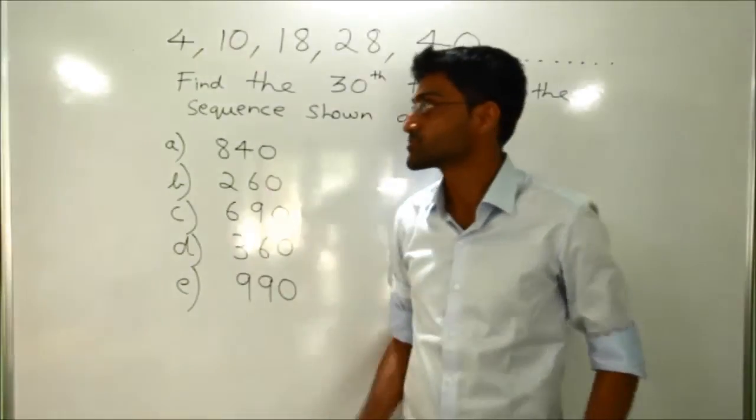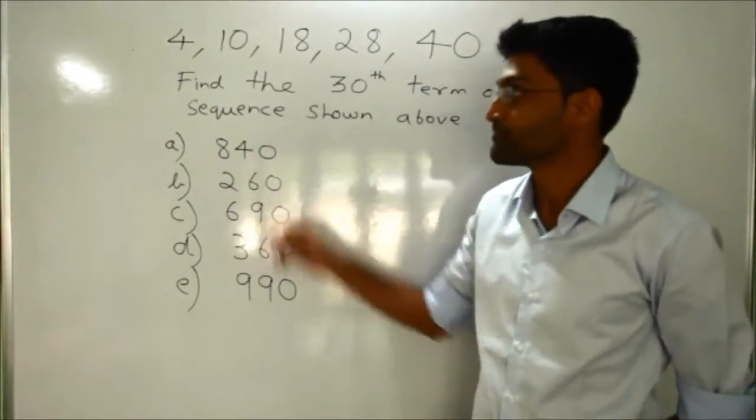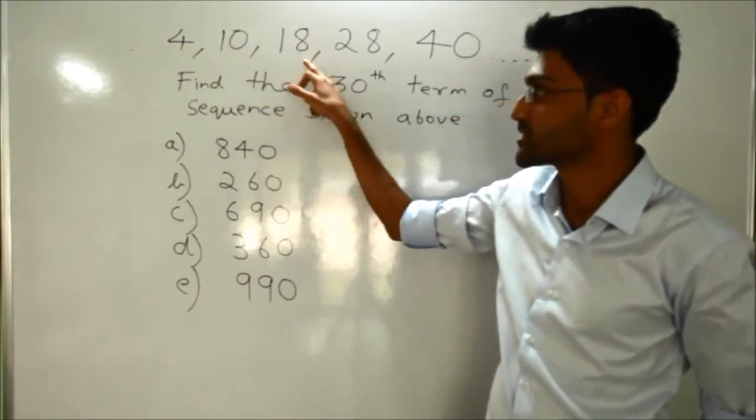Right, let's have a look at this question. They are asking us to find the 30th term of the sequence that's shown on the board. So the sequence goes: the first term is 4, the second term is 10, the third term is 18, and so on.